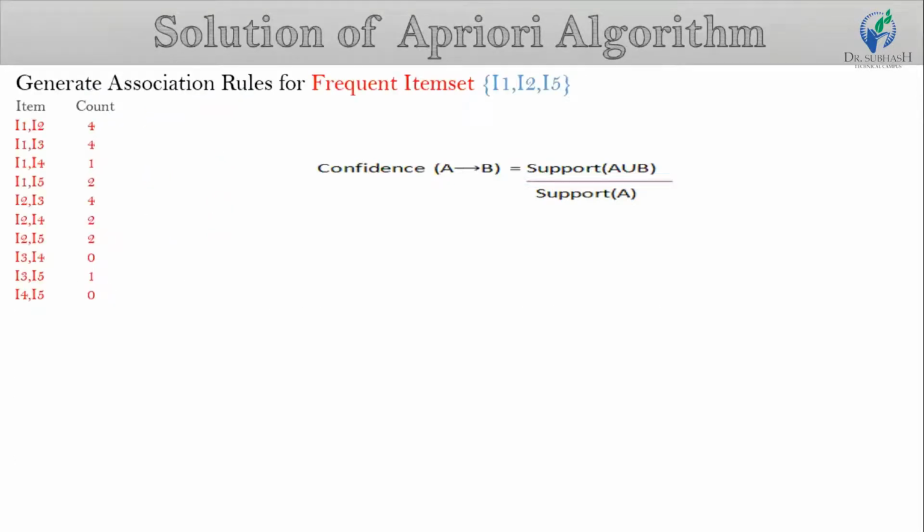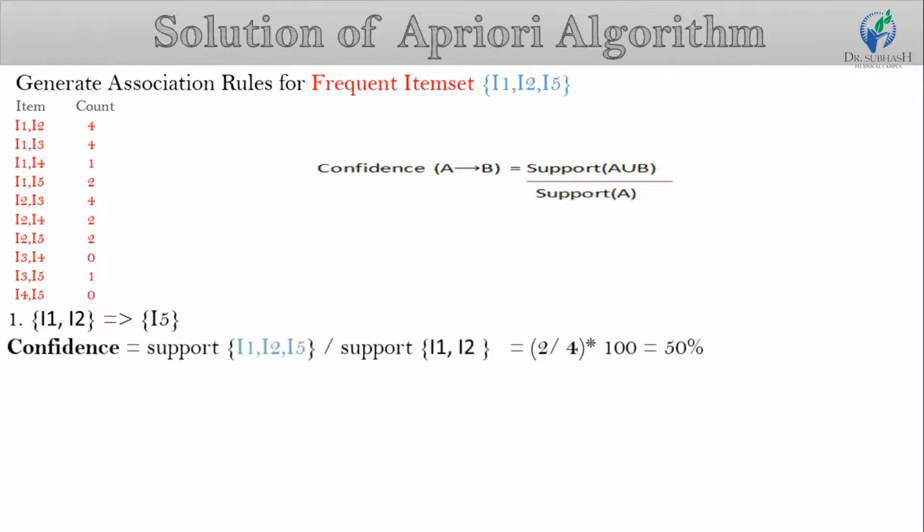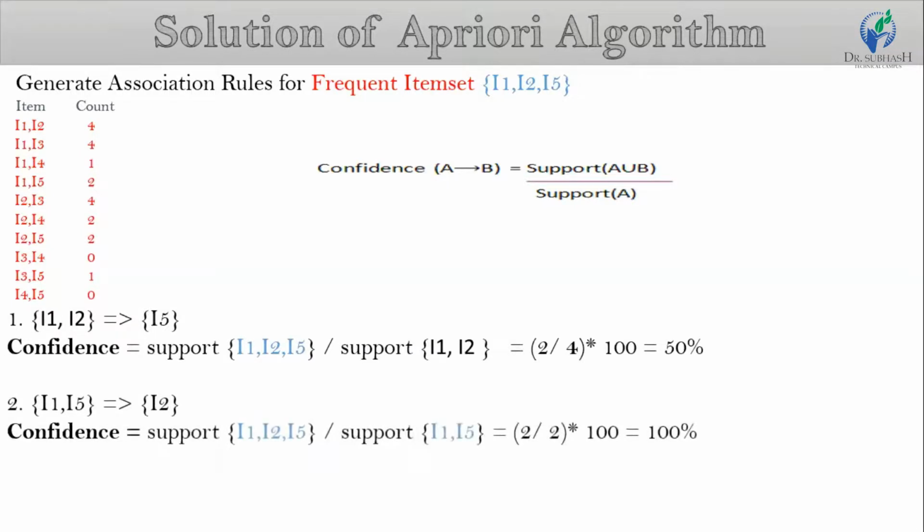Now we have generate rule for frequent items is I1, I2, I5. So first is I1, I2 implies I5. So confidence is equal to support I1, I2, I5 divided by support I1, I2. So answer is 50%. Now next is I1, I5 implies I2. So confidence is equal to support I1, I2, I5 divided by support I1, I5. So answer is 100%.